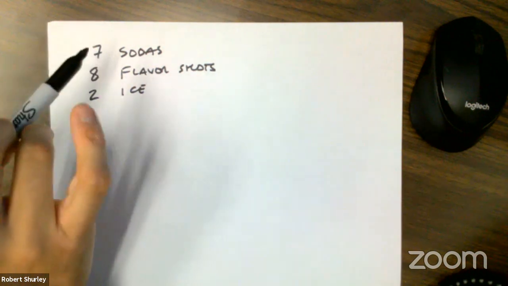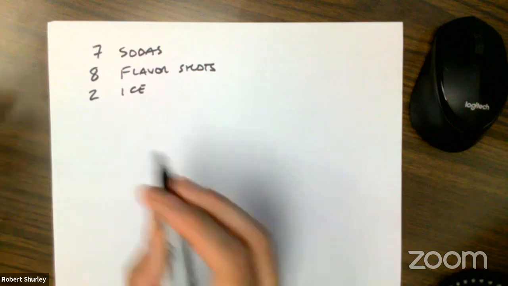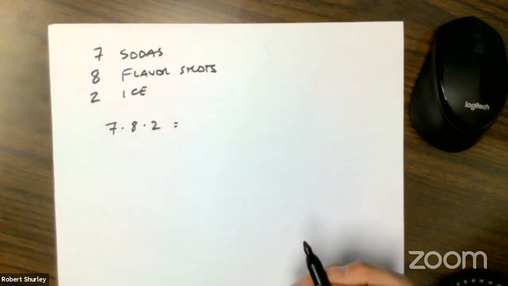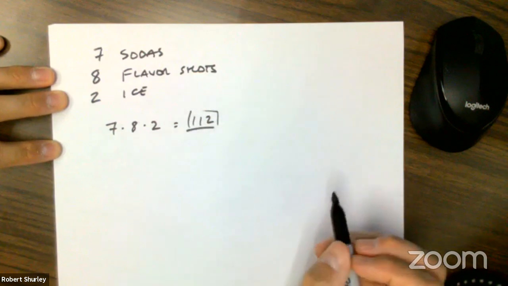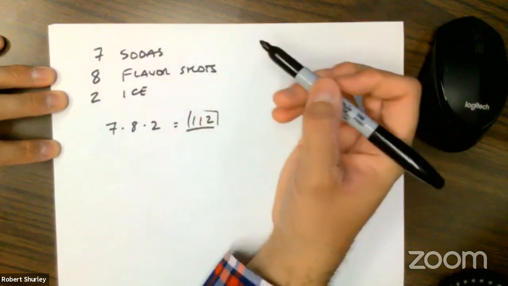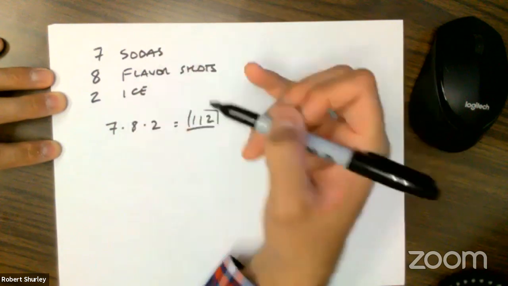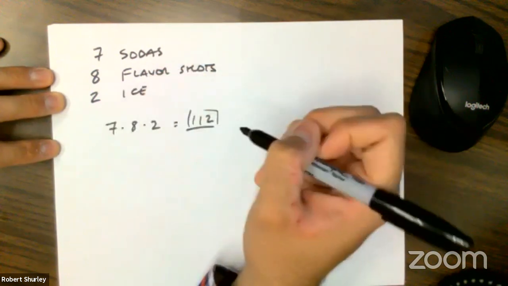If I've got to choose one of each of these, and I want to know how many different options I have, well, it's just 7 times 8 times 2. 56 times 2, I believe that's 112. So you've got 112 options if you've got 7 different sodas to choose from, 8 different flavor shots, and 2 different ice options. Of course, this is only choosing one of each.